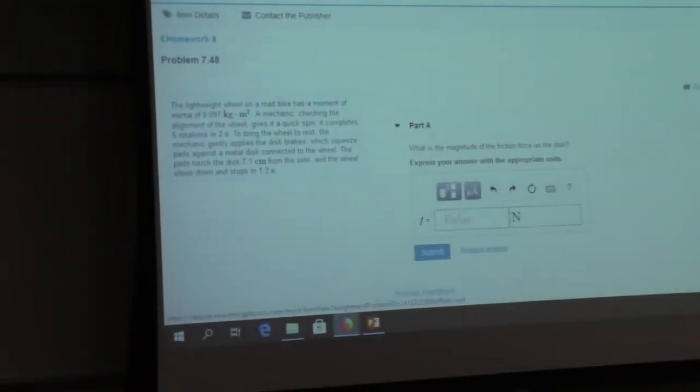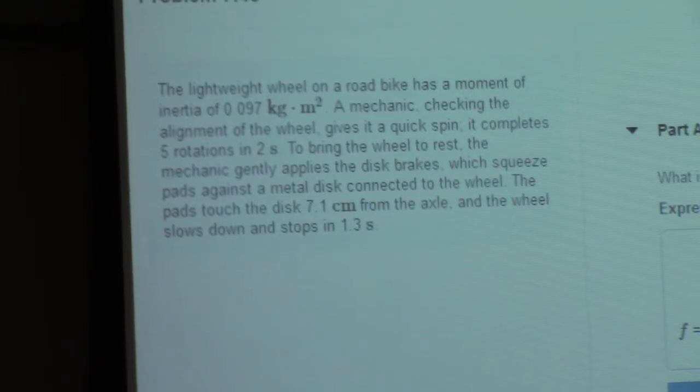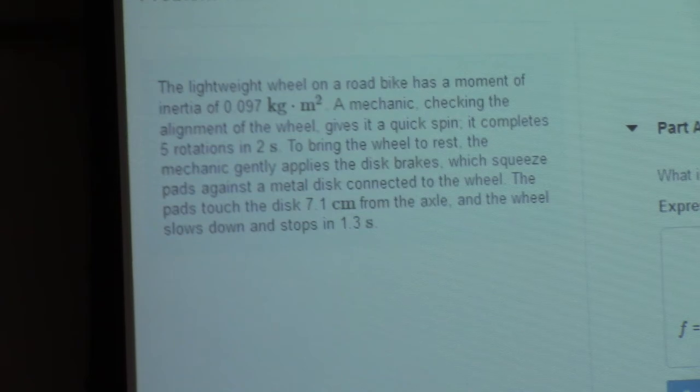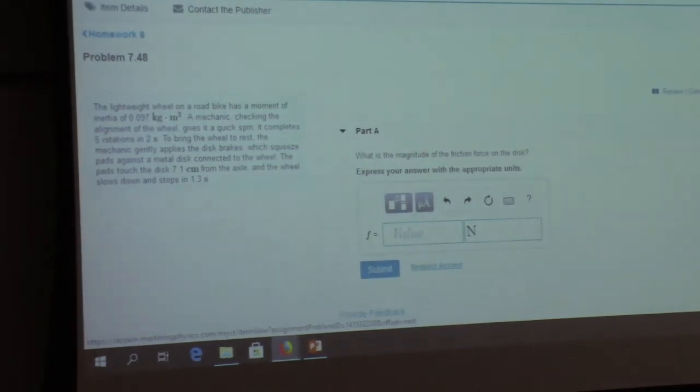So these problems are scary because there are so many words. The lightweight wheel of a road bike has a moment of inertia of 0.097 kilogram meters squared. Hey Rick, is that rotating thing handy? The mass is on the edge? Awesome, thank you. So the moment of inertia, that's a measurement of how easy or hard it is to get something to rotate, is 0.097.